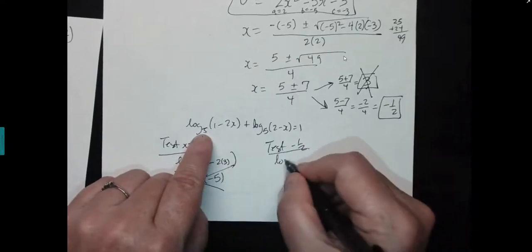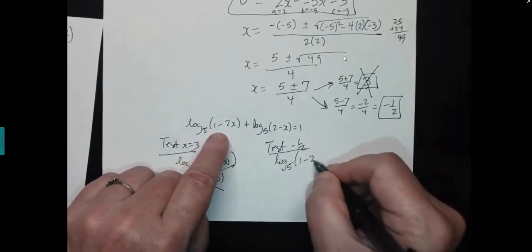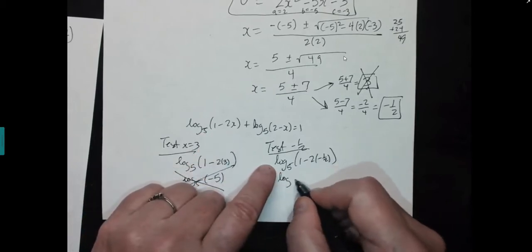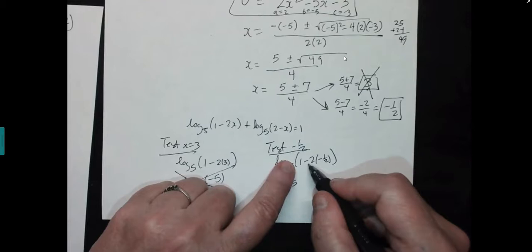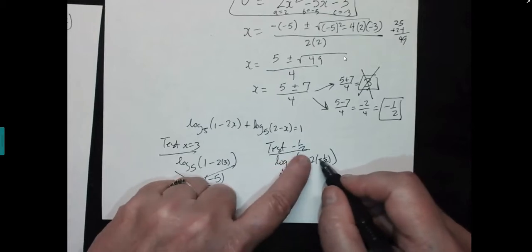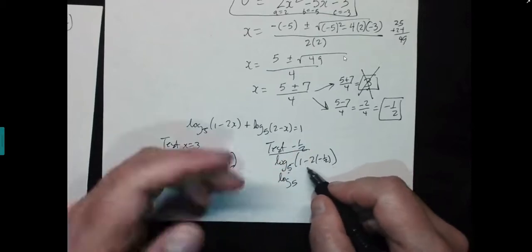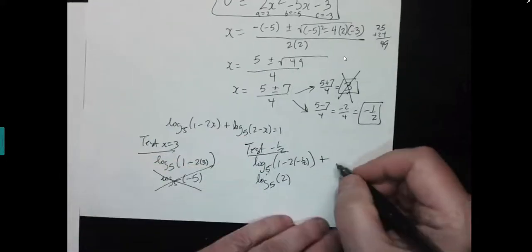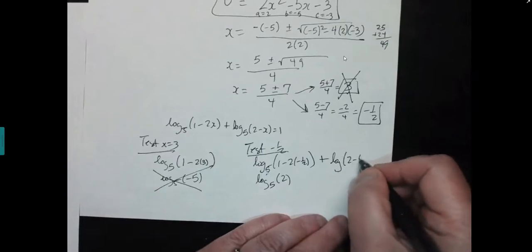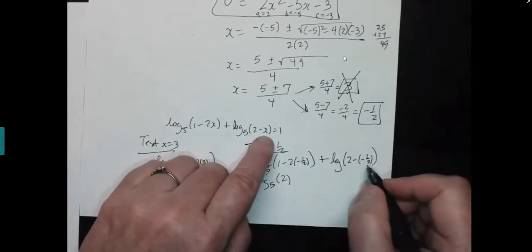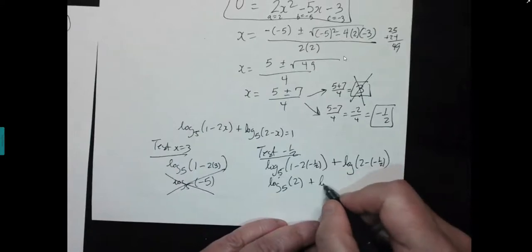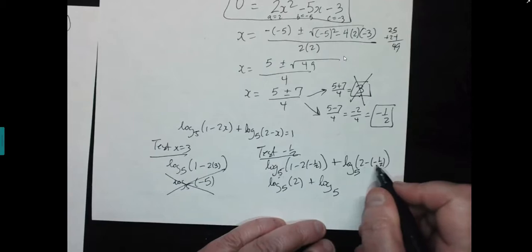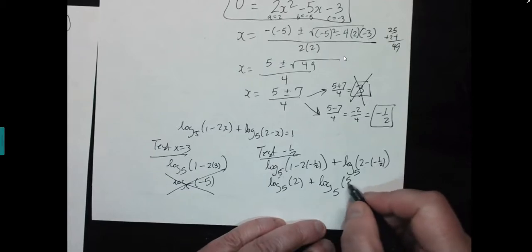Now what about negative 1/2? Well, let's see what that's going to be. That will be 1 minus 2 times negative 1/2. That'll be 1 plus 1, 1 plus 2 halves. Okay, and what about this term? If I plug negative 1/2 in for x, the base is 5. That'll be 2 plus a half, which will be 5 halves.